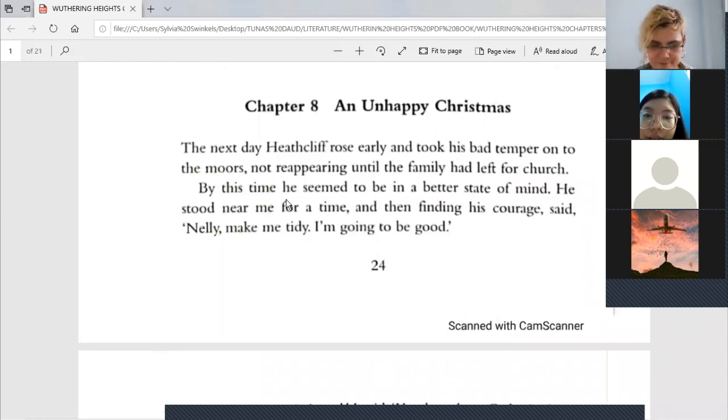The next day, Heathcliff rose early and took his bad temper onto the moors, not reappearing until the family had left for church. By this time, he seems to be in a better state of mind. He stood near me for a time, and then finding his courage said, "Nelly, make me tidy. I'm going to be good."